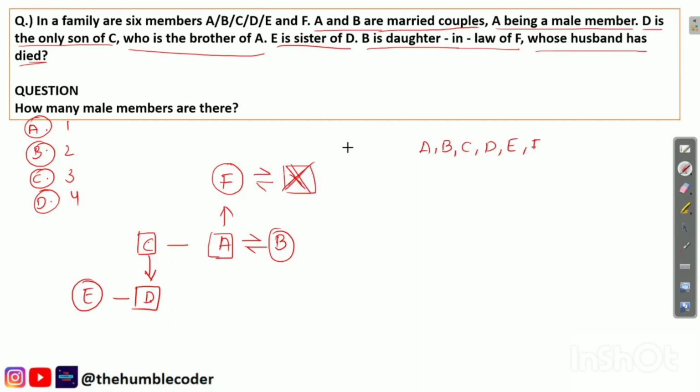But it is clearly mentioned that this person is no more in the world, or he has died, which means that we should not consider this person in the family right now, because this information is only given to us so that we can know the gender of F. So that is why we will consider the answer for this question as 3 male members only.